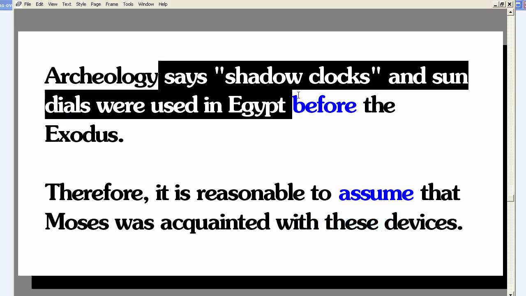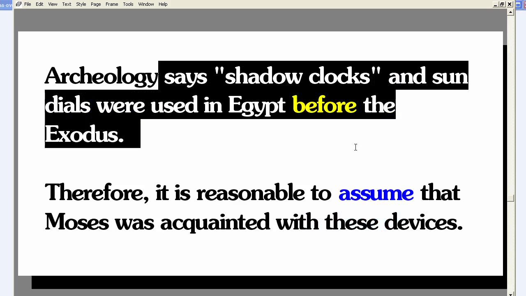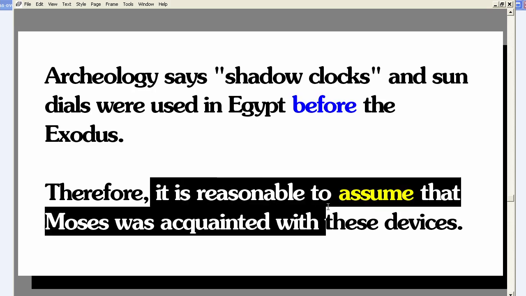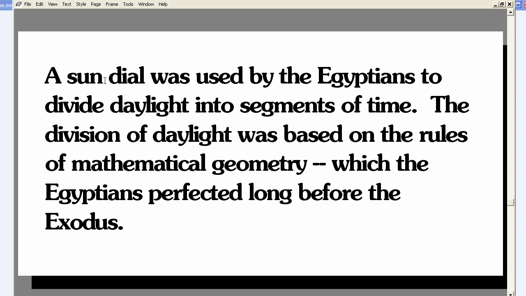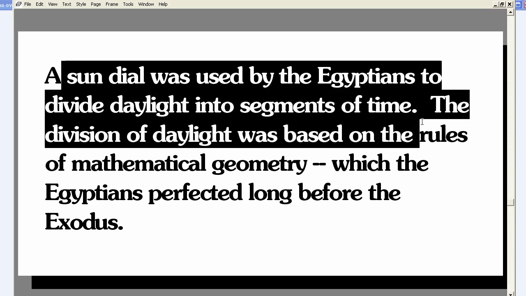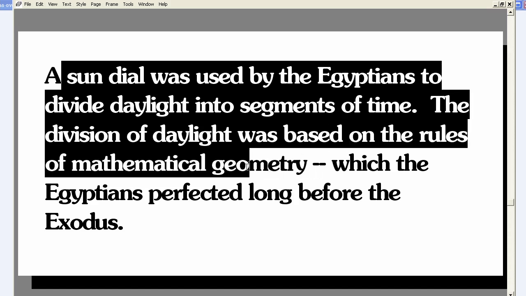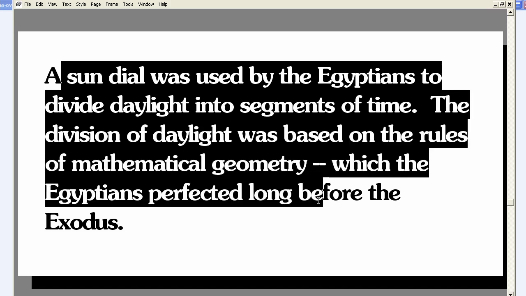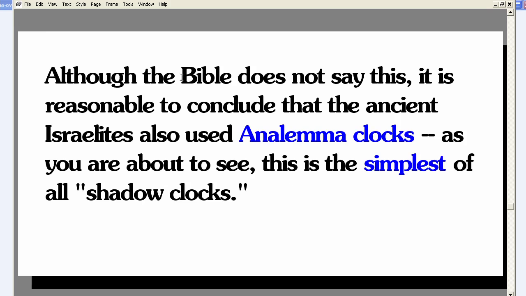Archaeology says shadow clocks and sundials were used in Egypt before the Exodus. Therefore, it is reasonable to assume that Moses was acquainted with these devices. A sundial was used by the Egyptians to divide daylight into segments of time. The division of daylight was based on the rules of mathematical geometry, which the Egyptians perfected long before the Exodus.